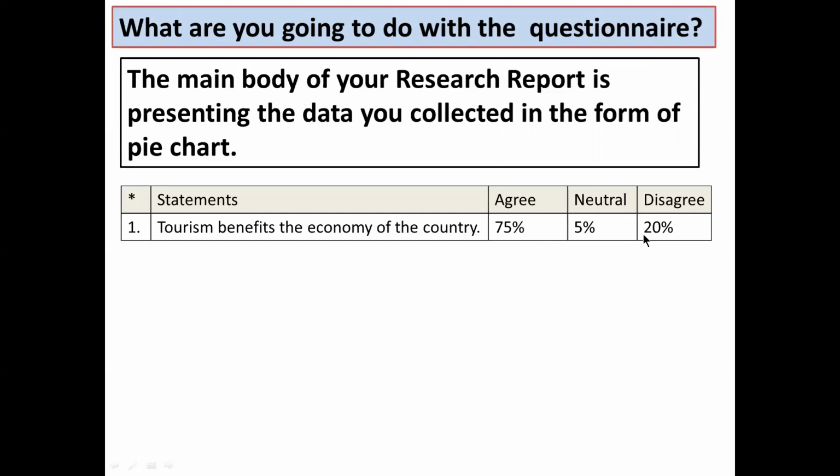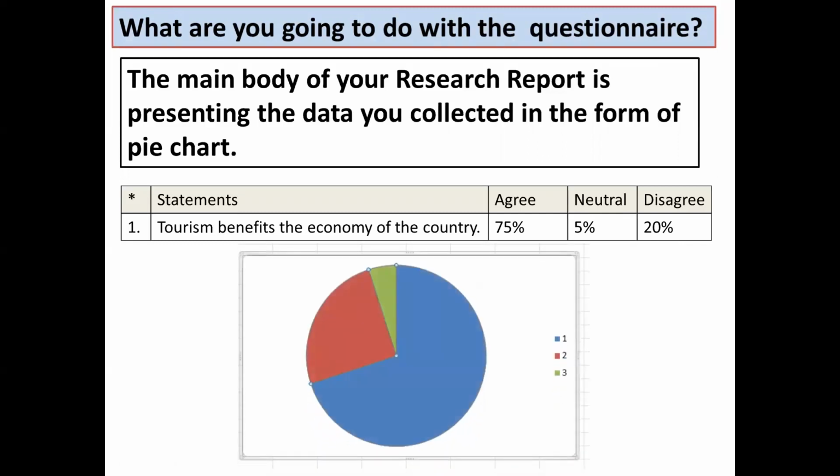Now, how can I present this data? I present the data in the form of a pie chart. There are 6 statements in your questionnaire. So the main body of your research will have 6 pie charts. 1 pie chart for each statement. This is the body of your research.